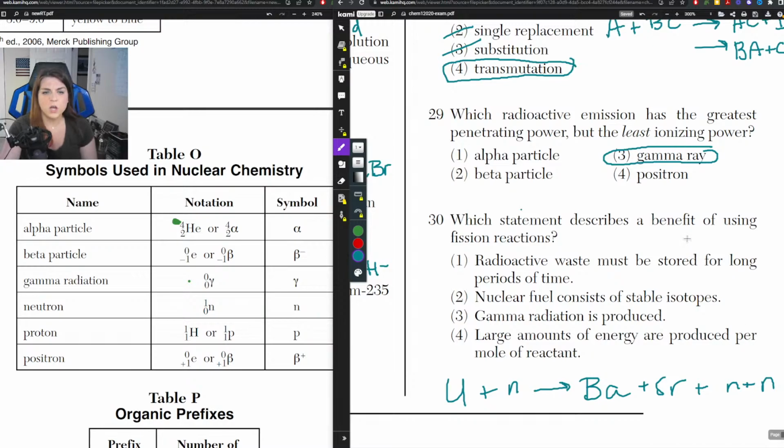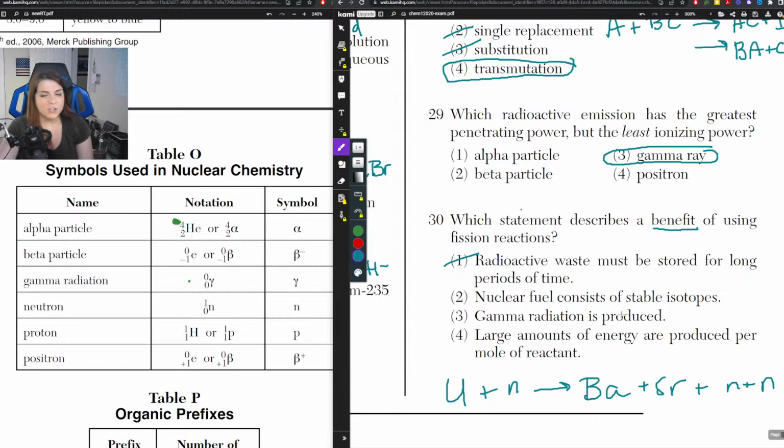So first off, we're talking about a benefit. So the answer choice that we choose should probably be a good thing. Radioactive waste must be stored for long periods of time. To me, sounds like a negative. Nuclear fuel consists of stable isotopes. That might be true. I don't know. That doesn't make sense. If it's a nuclear fuel, it should have unstable nuclear isotopes, but okay.